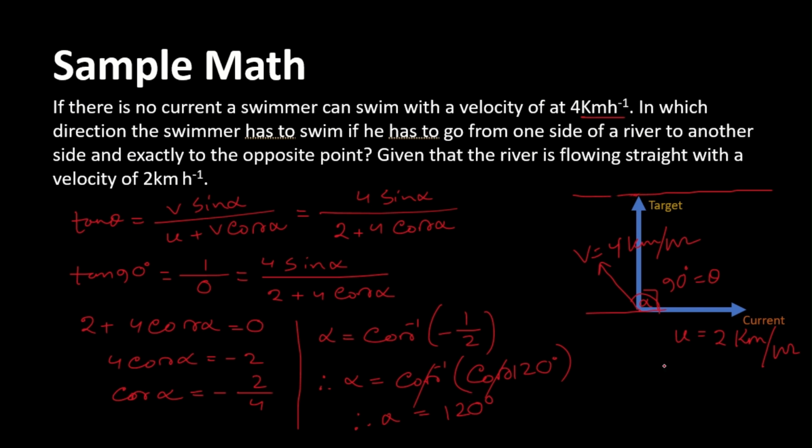So the conclusion is the swimmer must swim at 120 degree with the direction of the current towards the opposite bank.